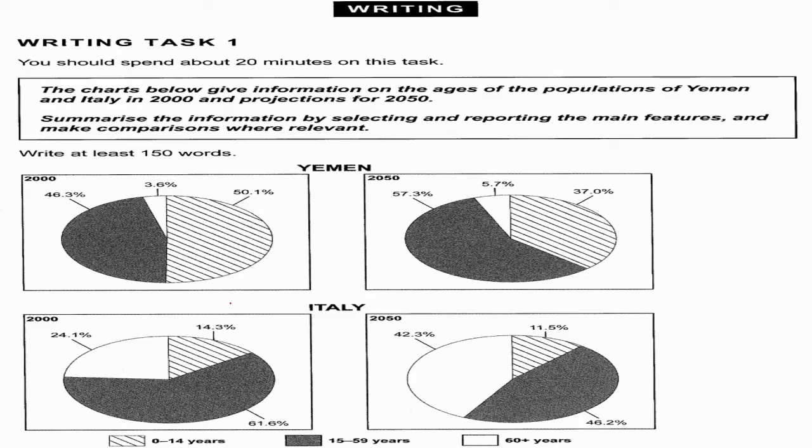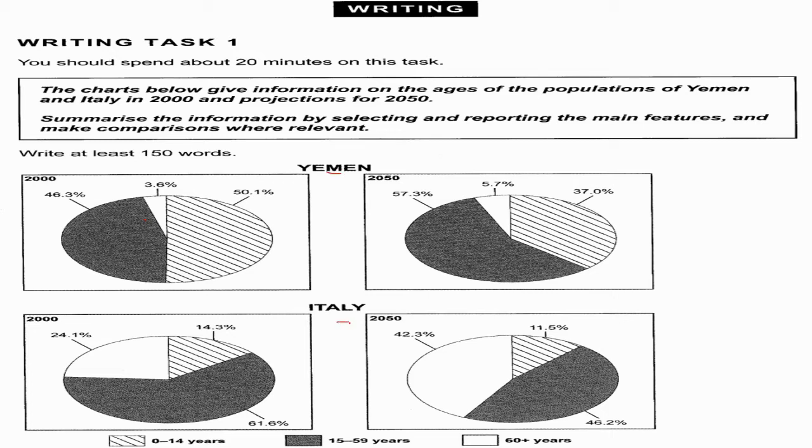So now we are on to the writing section of Test 3, student book IELTS 9. There are two tasks. The first is that you have a chart. The chart below gives information on the ages of the populations of Yemen and Italy. So this is Yemen, this is Italy.